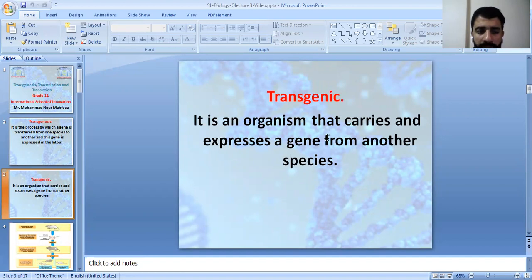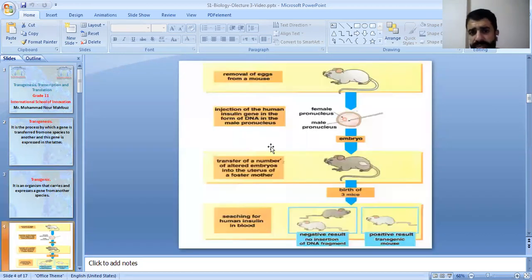So first of all, you have to know what is transgenesis. Transgenesis is the process where a gene is transferred from one species to another and should be expressed in the latter. Also, you have to know the meaning of transgenic. Transgenic is an organism that carries and expresses a gene from another species. Let's move to this experiment.